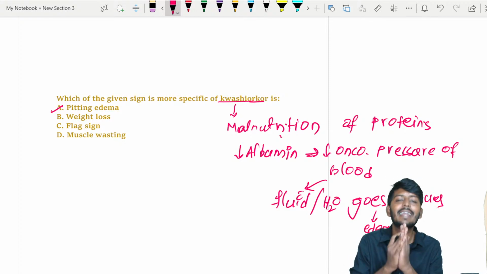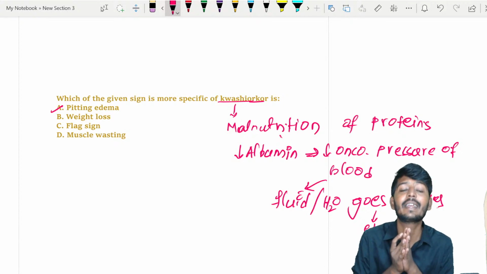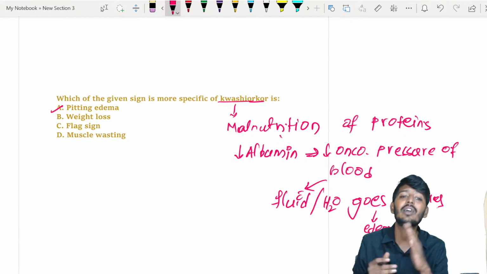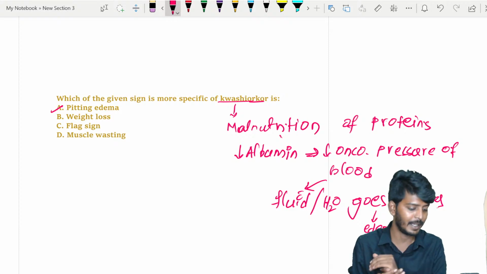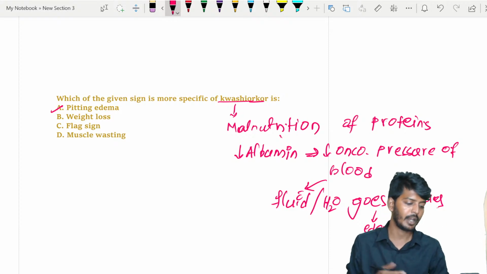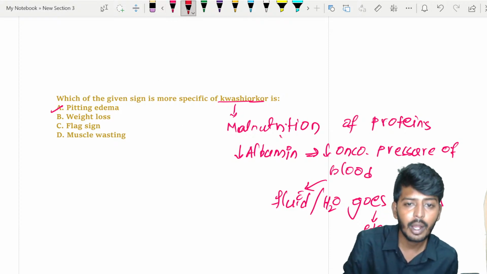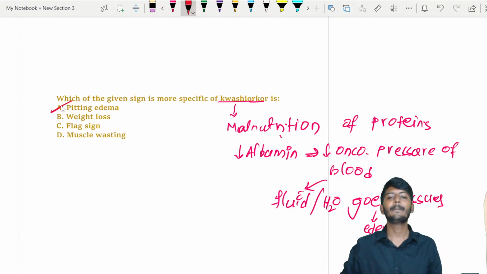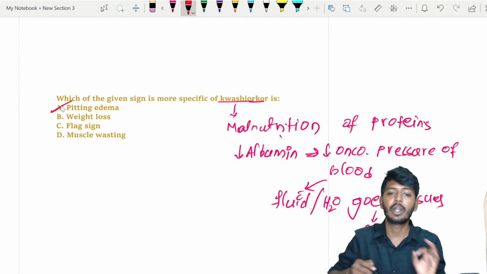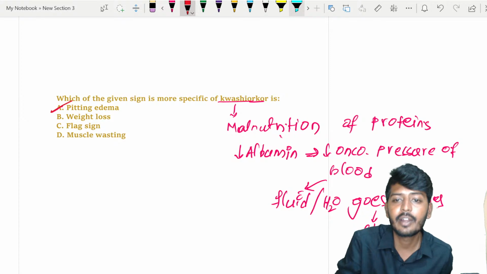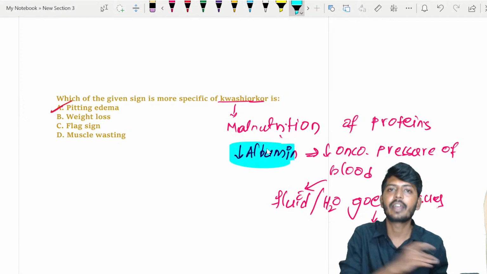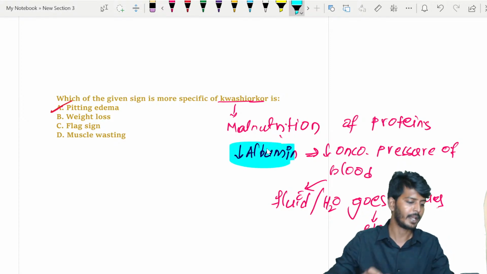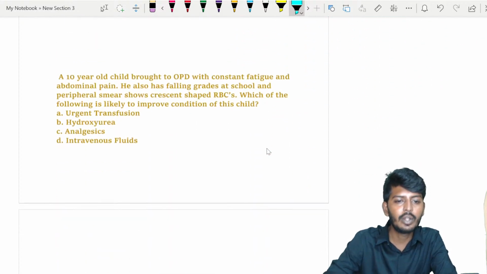Other signs are very non-specific because weight loss can occur with marasmus also, for example. So pitting edema, you are absolutely correct. Anurag and Vrund Patil, both of you are absolutely correct. It is pitting edema. Why? Because the most important point, remember, in Kwashiorkor reduction of albumin will be there. Let's go to the next question.